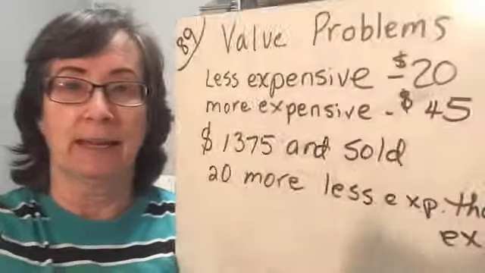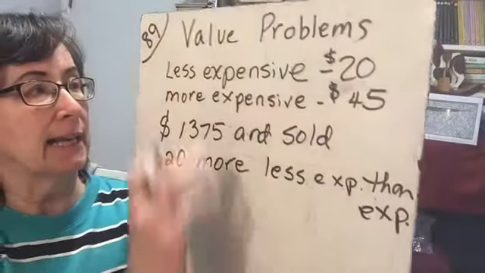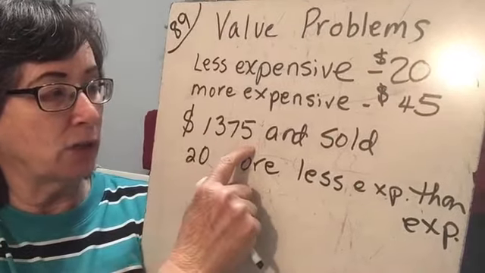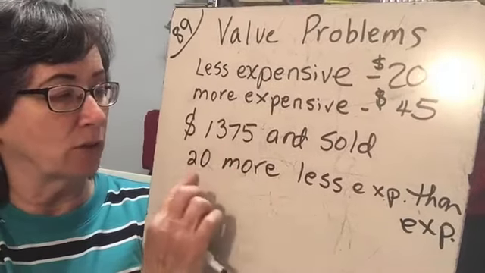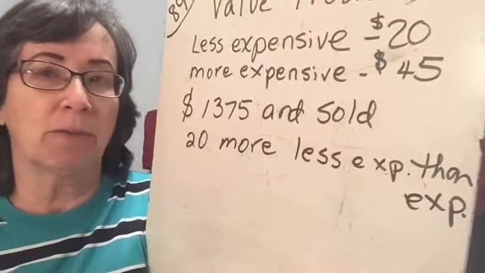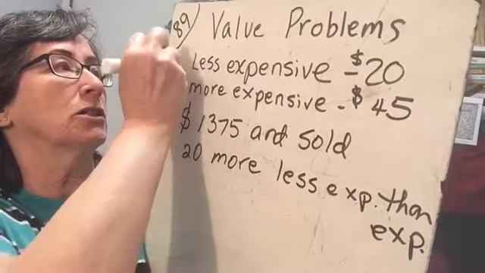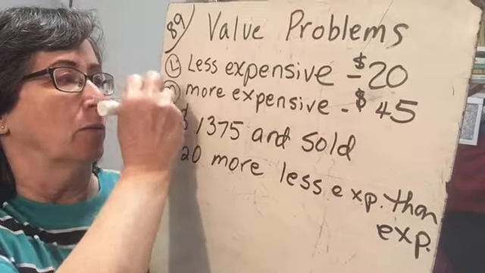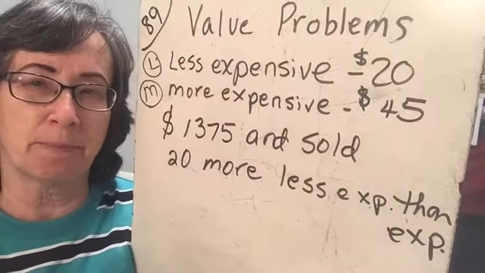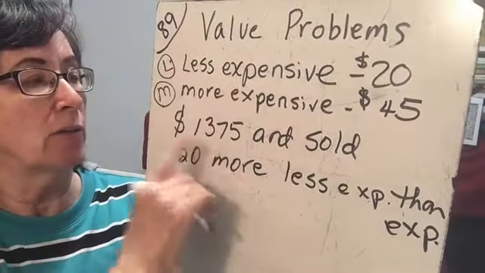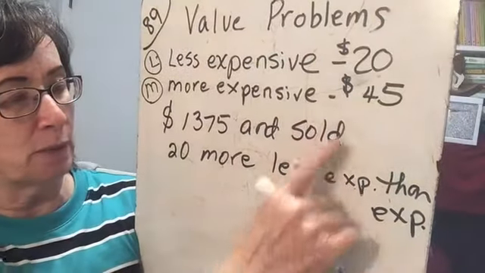Okay, so here we have our board, and it says less expensive dresses were $20, more expensive dresses were $45. They took in $1,375 and sold 20 more less expensive than expensive. Okay, so how do we represent this material? So we're just going to call less an L and M for more expensive. Make your variable something that makes sense to you. All right, so I know that the total number of dresses, we have a little bit more difficult here.